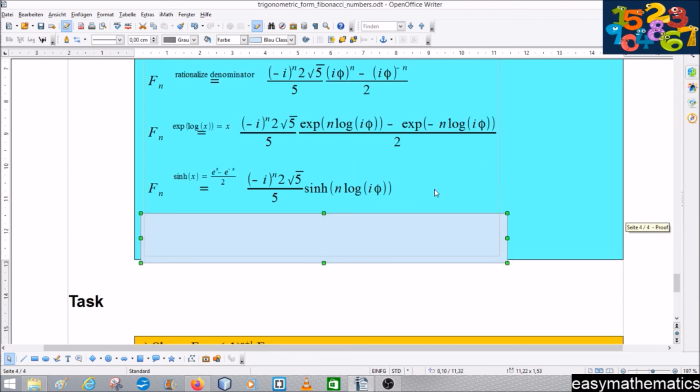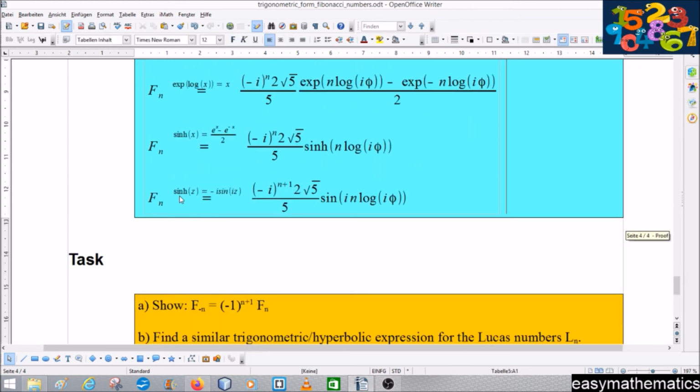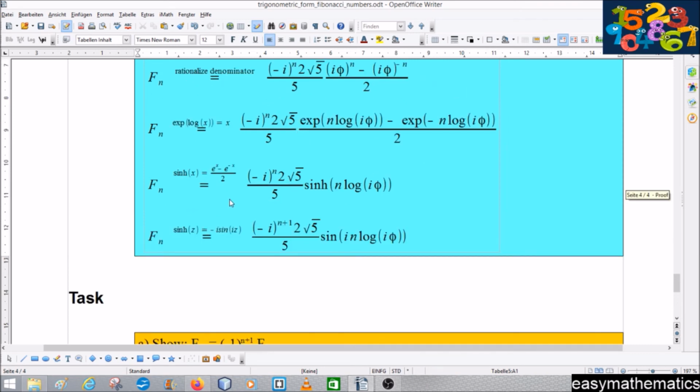Now for the trigonometric form, we make use of the property that the hyperbolic sine of a complex number is minus i times the sine of i times this complex number. So we get as the final result this expression: minus i to the n plus 1 times 2 square root 5 over 5 times the sine of i n times the logarithm of i phi. How beautiful is that?